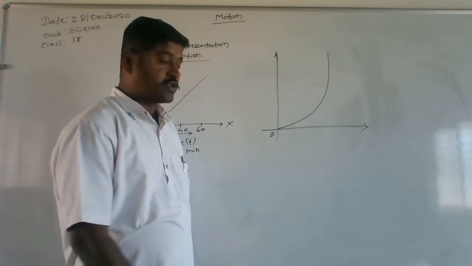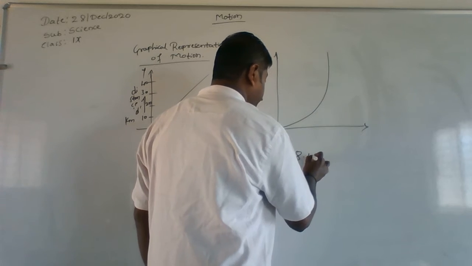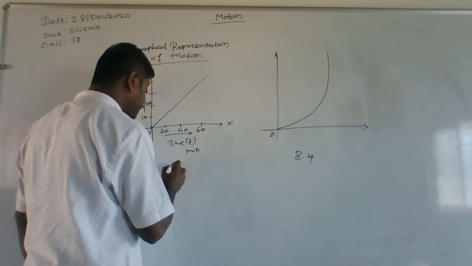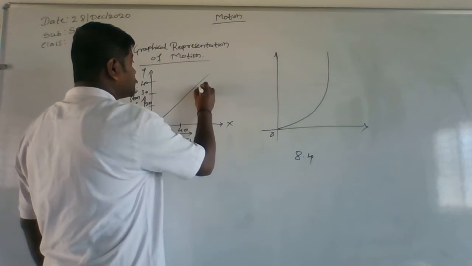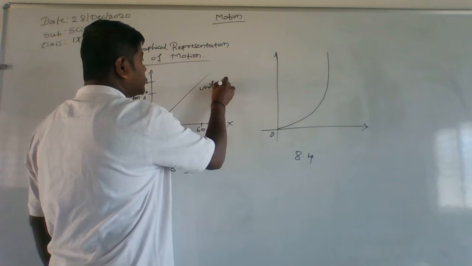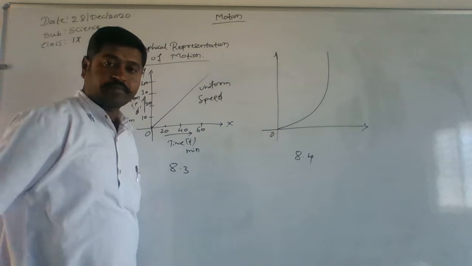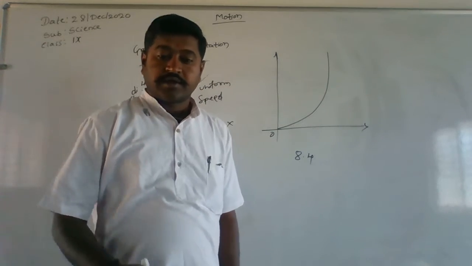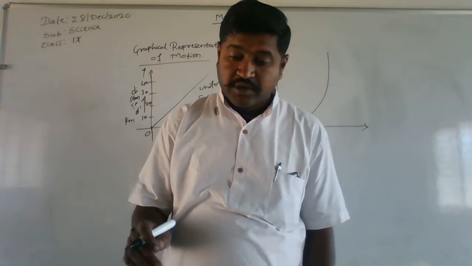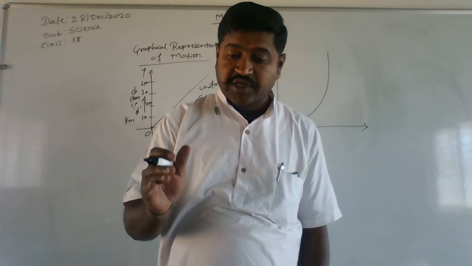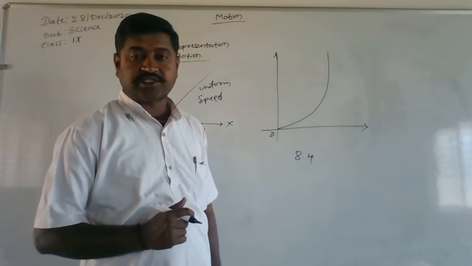Right? So this is 8.4 and this is 8.3. This shows that the object is having uniform speed. Okay, then 8.4, the shape of the graph is different from the earlier distance graph.